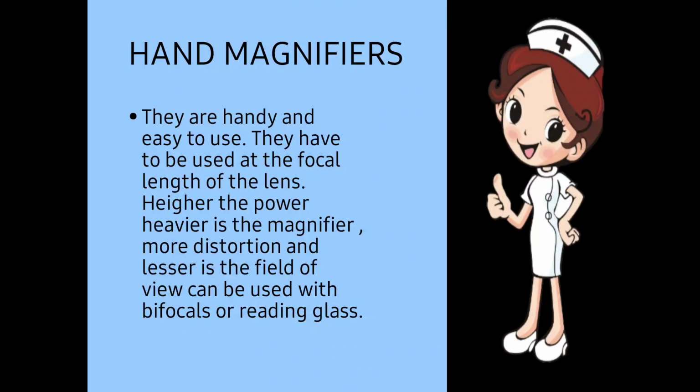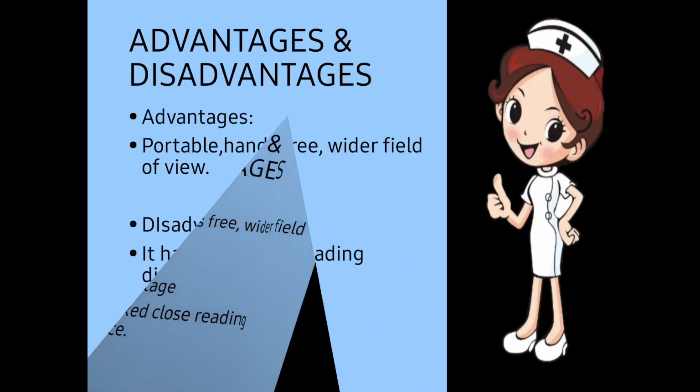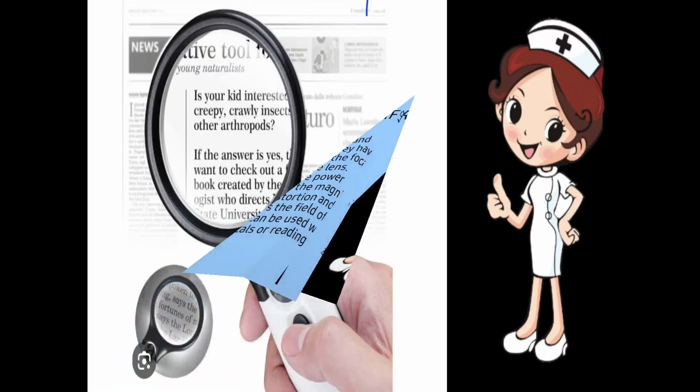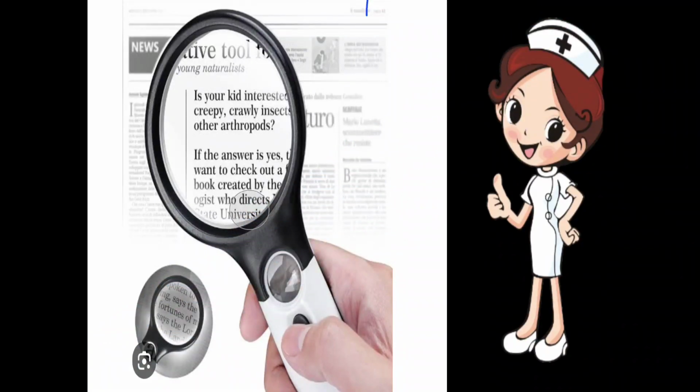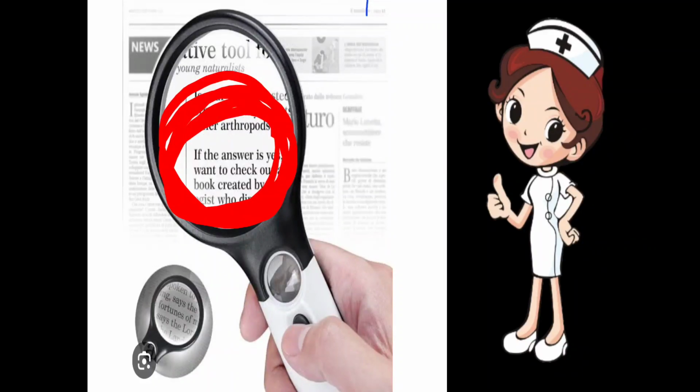More distortion and lesser field of view can be used for the bifocal or the reading glasses. In this way, we can use the hand magnifiers by holding them in a hand. The higher the power, the heavier the weight of the magnifier, with more distortion and less field of view. Less field of view means you can see only a lesser area. More field of view means you can see more area.